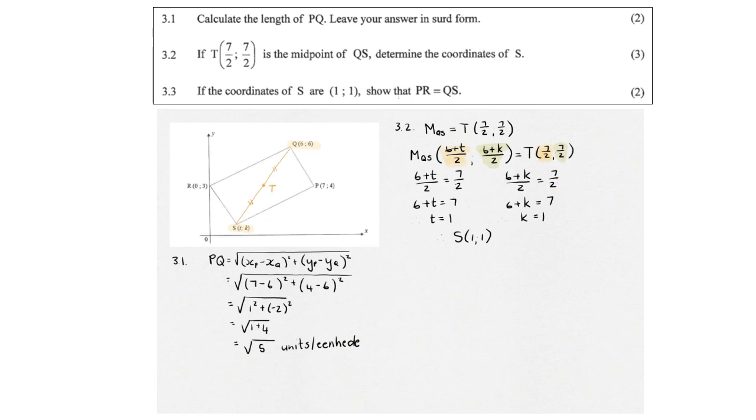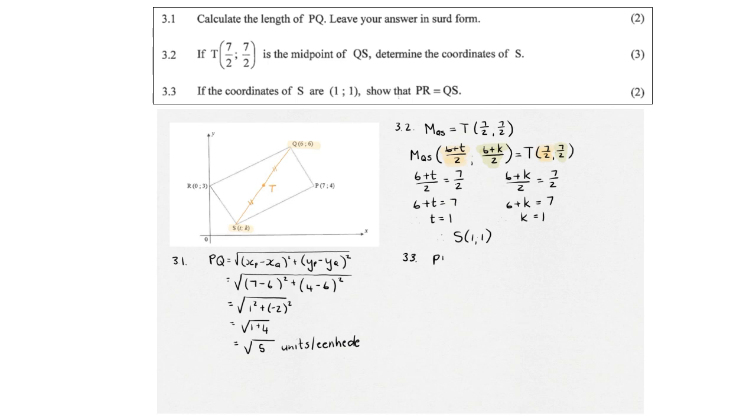Question 3.3. If the coordinates of S are (1; 1), show that PR is equal to QS. PR is the other diagonal of the quadrilateral, and to show this, we need to determine the length of PR and the length of QS and show that the two answers are the same. So we start with the length of PR.